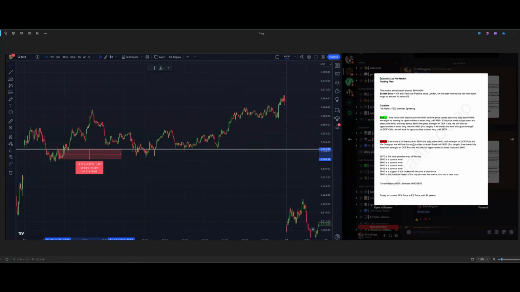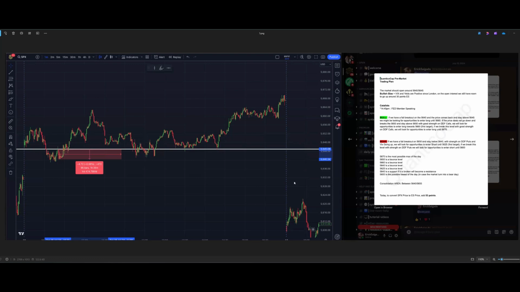Bear, if we have a failed breakout on 56.50 and stay below 56.40, then we will look for opportunities to enter short until 56.25. And if we break that level, we'll look to enter short until 56.00. Okay, so if it doesn't break through 56.50, so if it goes up and it doesn't quite break this level right here, and it goes all the way down and it stays below this level right here, which is a 10-point difference. If it stays below this level, if it starts trading around here, then we should look to enter short until 56.25. And if it breaks that level with strength, then we'll look to go to 56.00.